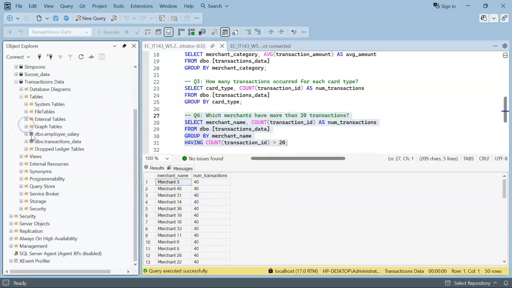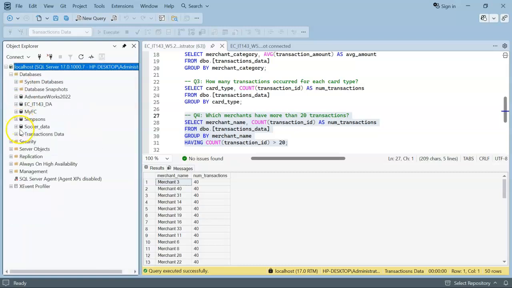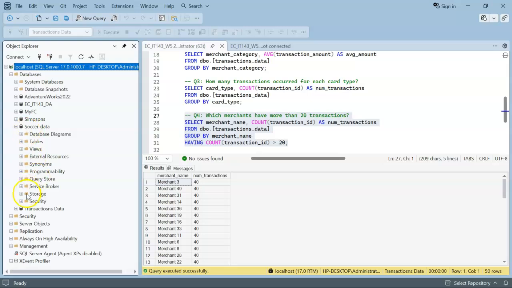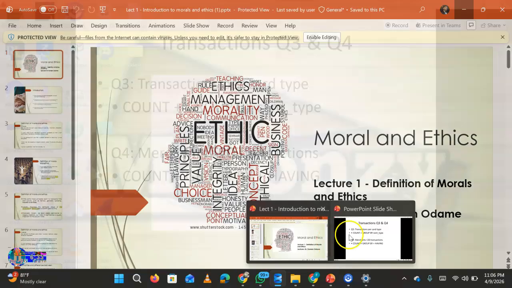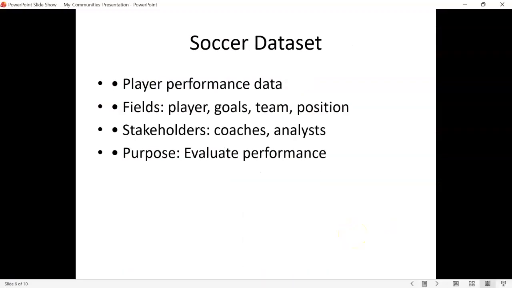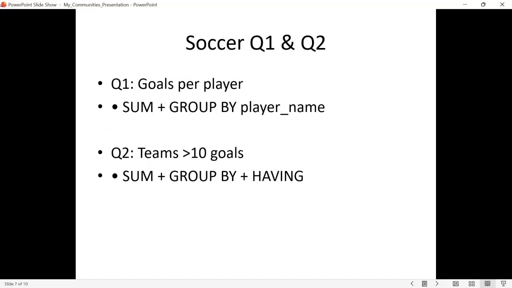Now let's move on to the second community, which is the soccer base. So now when we come to the soccer base data, let's go to the PowerPoint. For the second list we have player performance data. The fields we have are players, goals, teams, position. The stakeholders are coaches and analysts, and the purpose is to evaluate performance.